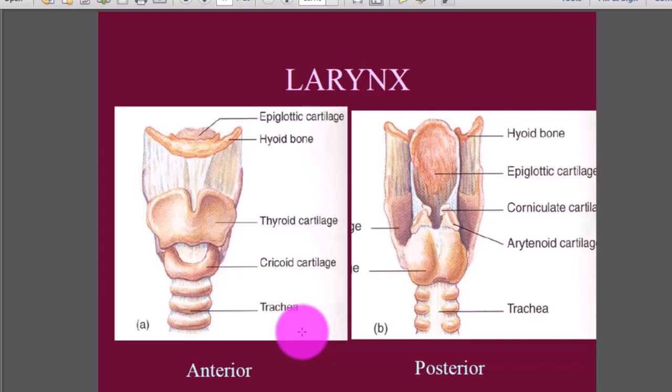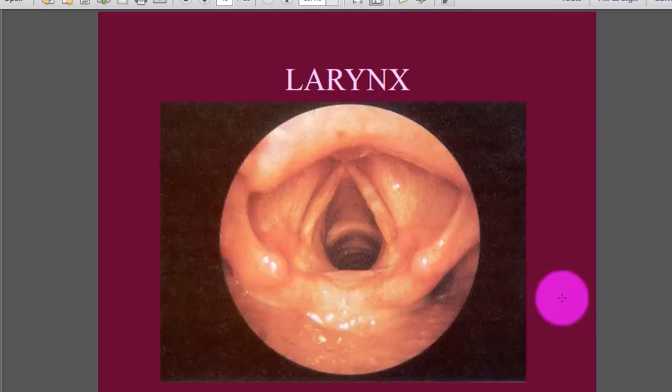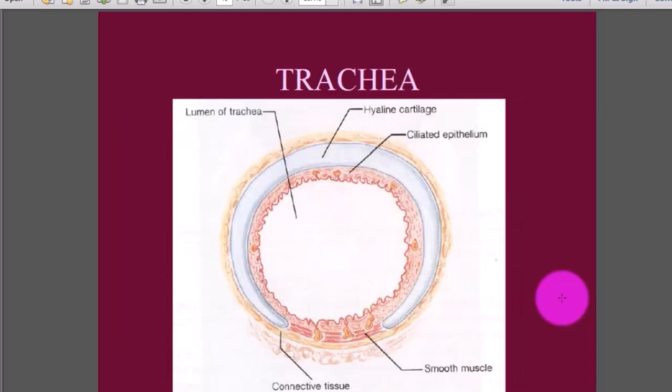Epiglottis, hyoid bone, thyroid cartilage, cricoid cartilage, trachea, corniculate cartilage, arytenoid cartilage. Larynx, trachea, lumen of the trachea, hyaline cartilage, ciliated epithelium, smooth muscle, and connective tissue.